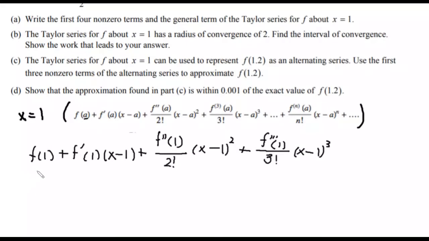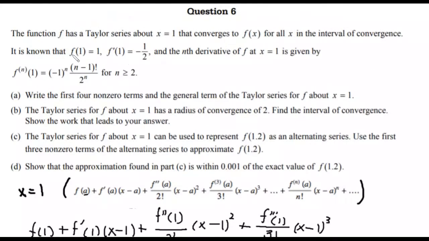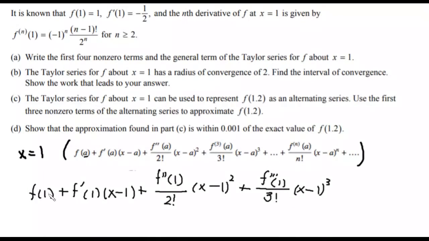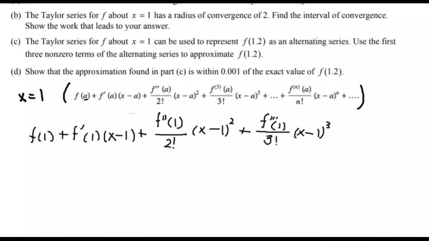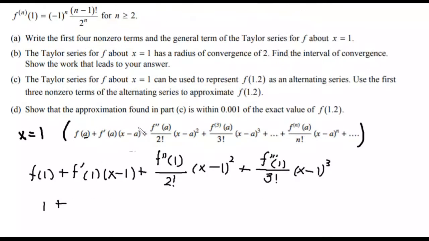This is because literally you can translate it to non-zero terms, right? So f(1), if we look at it, f(1) equals 1, so it is not 0. Thus, we can count starting from here and count 4 terms. 1, 2, 3, and 4. Just like that. And let's plug it in. So f(1) equals 1, f'(1) equals -1/2.